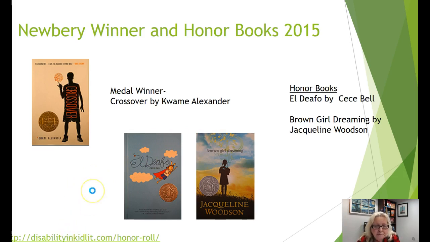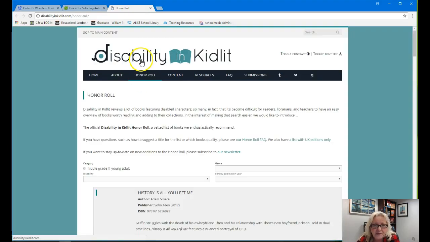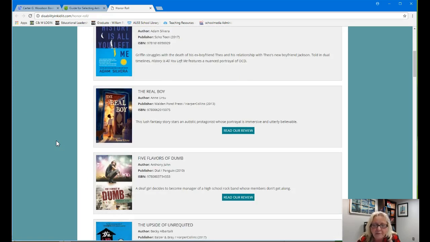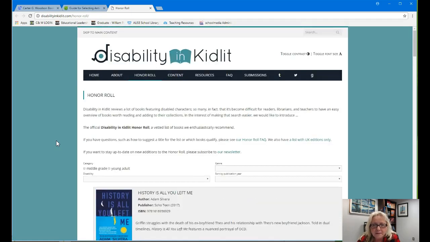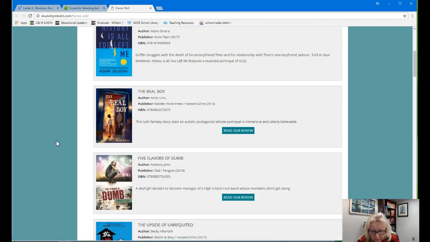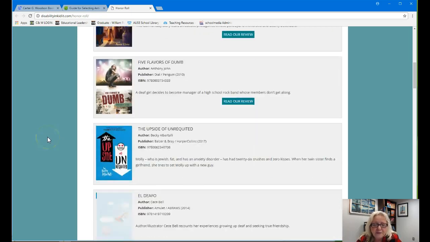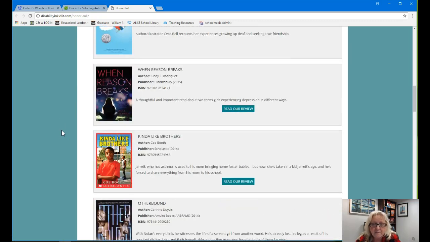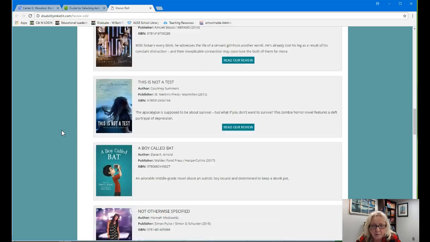There's a great resource, I think I mentioned it to you last week, called Disability in Kidlit. They have an honor roll, and these are books that have been vetted by people with disabilities. So when we talk about multicultural, we're talking about gender and abilities and ethnicities and religions, etc. These are books that have been reviewed by people with the same disabilities, and they felt there was an authentic portrayal in this literature.